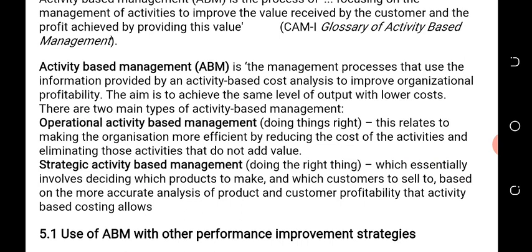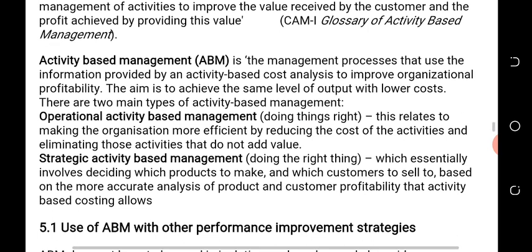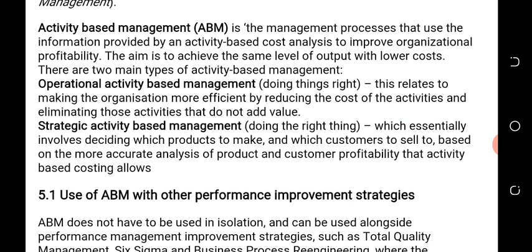Now the operational activity based management is doing things right. This relates to making the organization more efficient by reducing the cost of the activities and eliminating those activities that do not add value. While the strategic activity based management is doing the right thing.